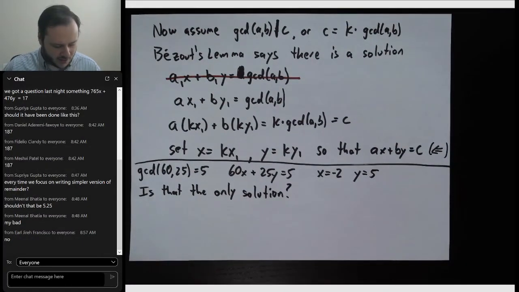Are there any other ways of getting 5 out of here? Okay, we have a no. It's a claim, a bold claim. I would believe the no a lot more if you can give me an example. Anybody come up with another solution that'll work? Different values for x and y.